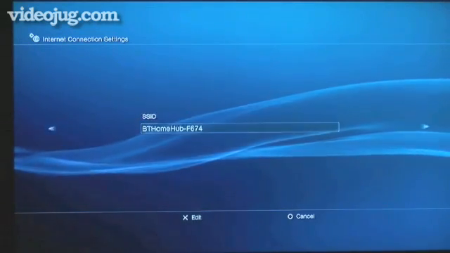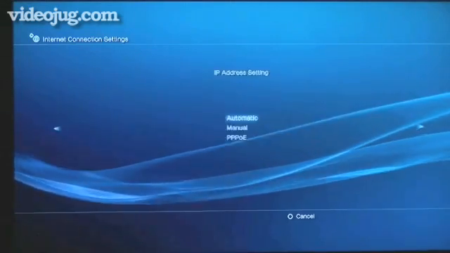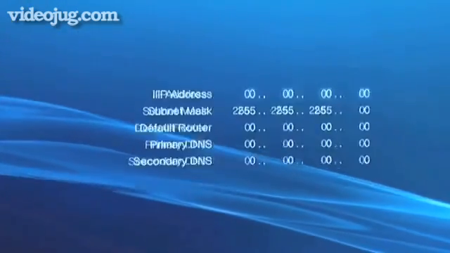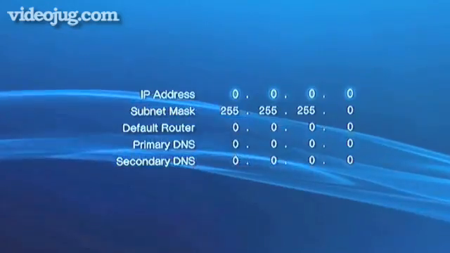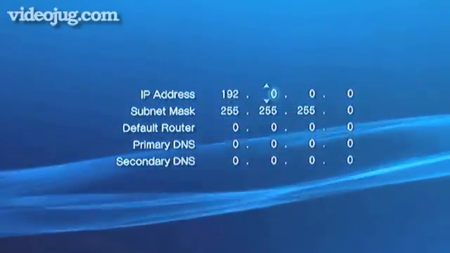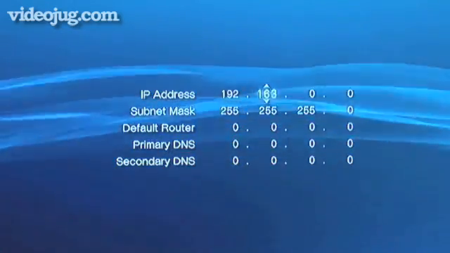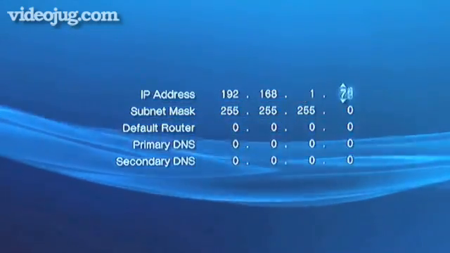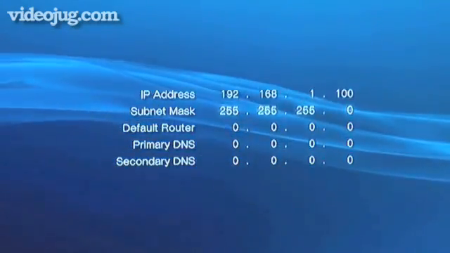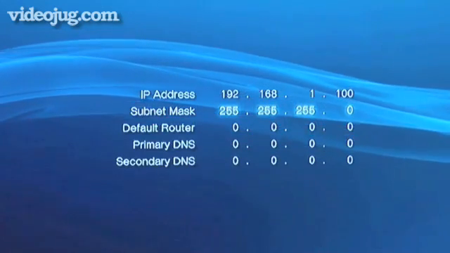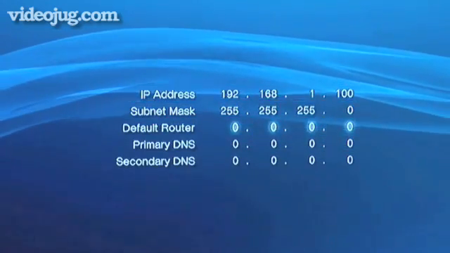Both options will then give you a page entitled Address Settings. Select Manual. Under IP address, fill in something like 192.168.1.100, because 100 is high enough that you're unlikely to have devices using that many slots. Subnet mask should be 255.255.255.0. Default router is the IP address of your router.